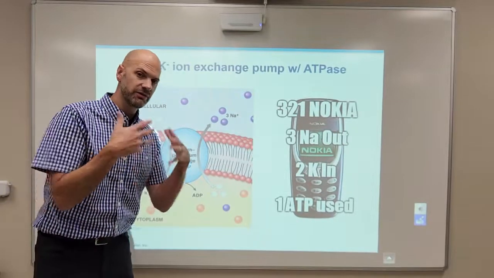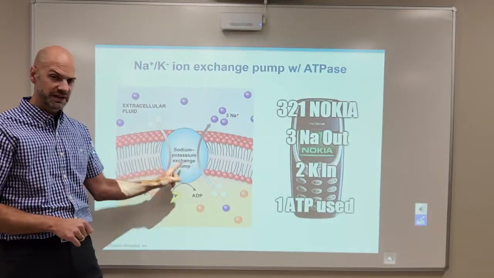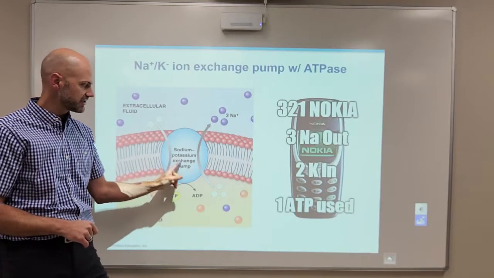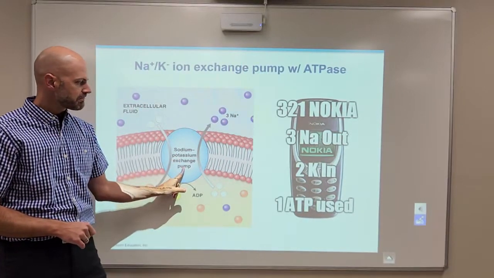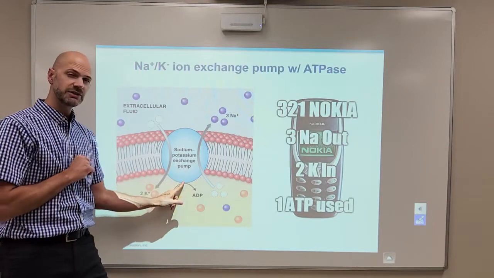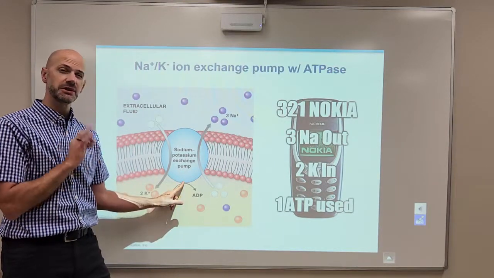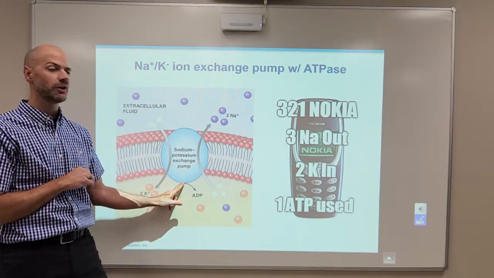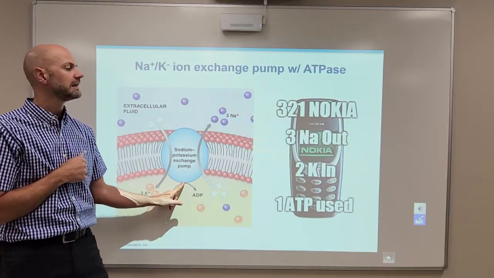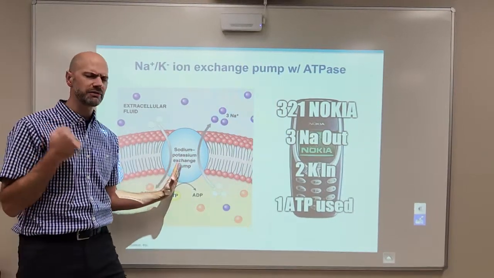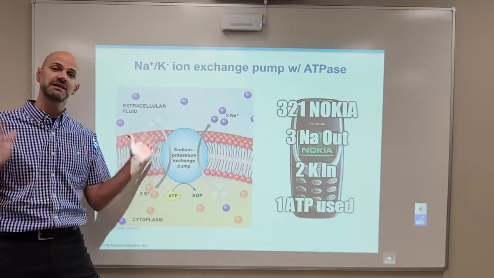The reason for that distribution is this particular protein. It is the sodium-potassium ion exchange pump. It has several names. Sometimes it includes the ATPase in the name, the sodium-potassium ATPase, or the sodium-potassium ion exchange pump, or just the sodium-potassium pump. So there are a couple of names that you will hear it referred to, but it is one of the most important proteins in the human body.